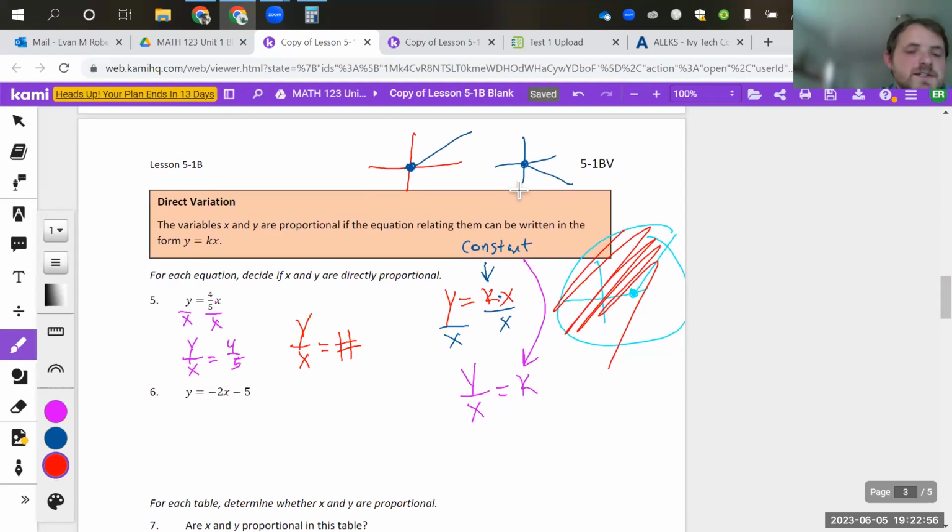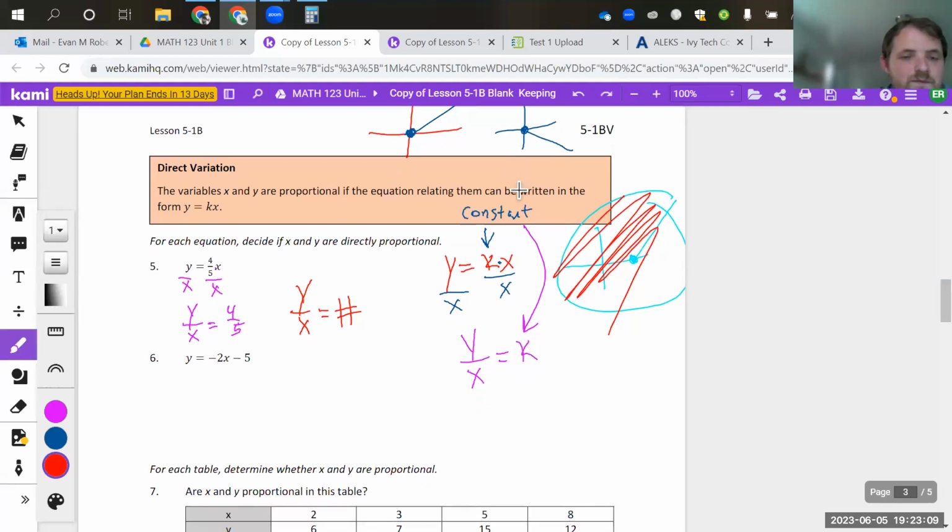Okay. As soon as I would have had like a y plus 1 or a y minus 7 or something, it is not directly proportional anymore. You need to be able to divide the input and output and get a number. So from here, you should be seeing, so that first answer is yes.